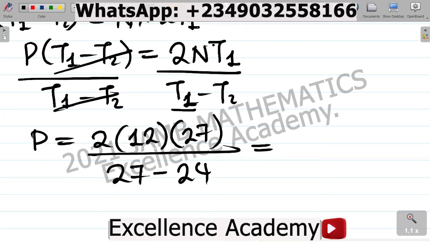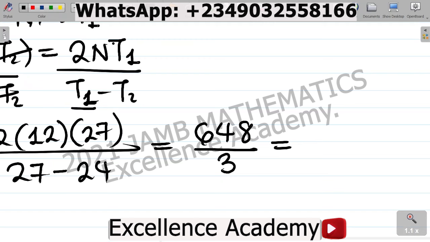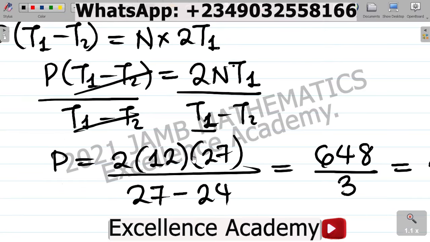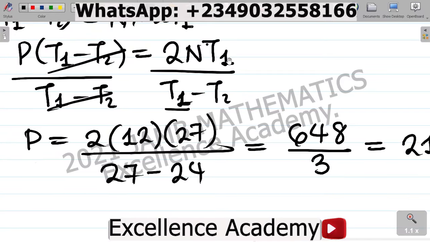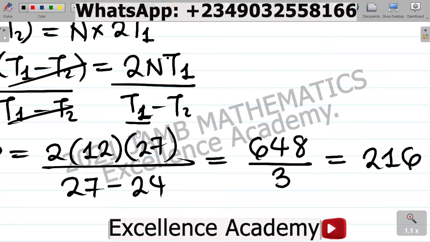And that's equal to, let's multiply the numerator. If you multiply the numerator, what do you get? For the numerator, you have 2 times 12 times 27. So let's see what we get there. 2 times 12 times 27, that's 648 all over. For the denominator, you have 27 minus 24. That's 3. Let's divide this. 648 over 3. That's 216. So your value here is 216. So all you have to do is make p the subject of the formula, then input the values of n, t1, and t2, and you get 216.